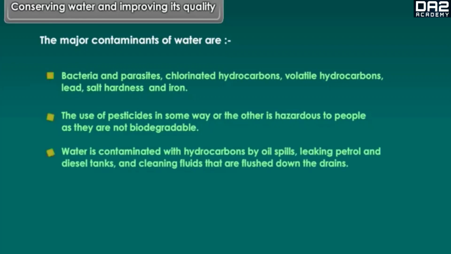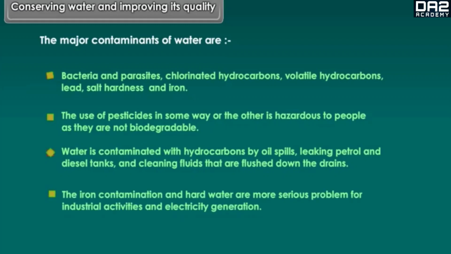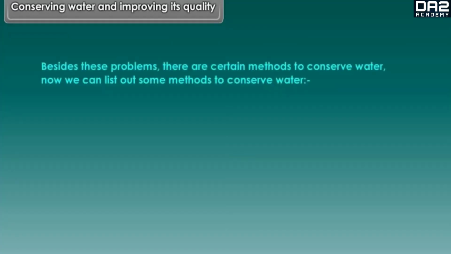Water is contaminated with hydrocarbons by oil spills, leaking petrol and diesel tanks, and cleaning fluids that are flushed down the drains. Iron contamination and hard water are more serious problems for industrial activities and electricity generation. Besides these problems, there are certain methods to conserve water. Now, we can list out some methods to conserve water.